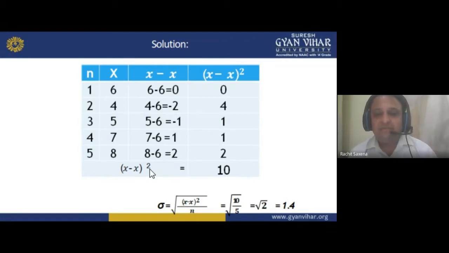Then we take the deviation from the mean we calculated, and then we take the square of it. So 0 squared is 0, minus 2 squared is 4, minus becomes plus. 1 squared is always 1, minus again 1, 1 squared again 1. Here we have a 2, and we can calculate the value easily.